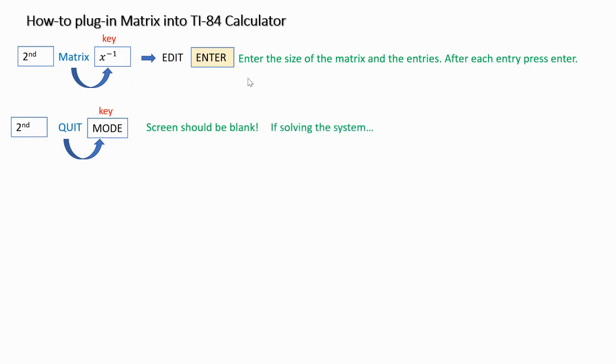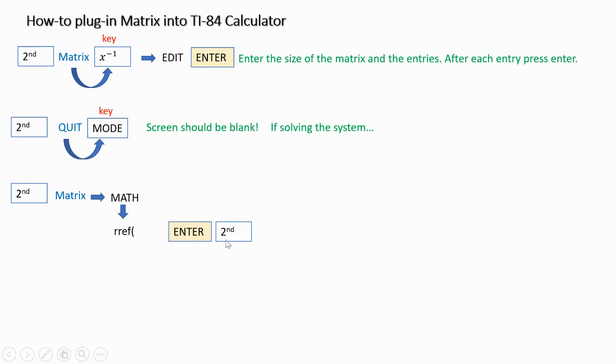Okay, now here it is. If you're solving the system using echelon form, like the Gauss-Jordan method, then you follow the steps here. Again, you go to second matrix, then you go to math, then you go down to RREF, and you press enter.